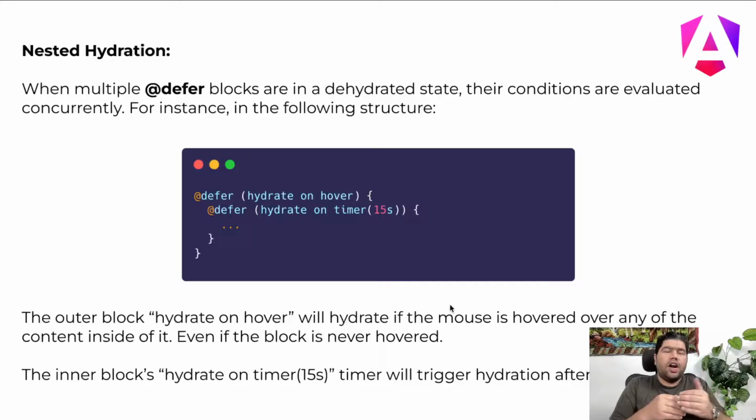Now we have another part called nested hydration. With nested hydration, assume that we have multiple defer blocks in dehydrated states, so their conditionals are evaluated concurrently. I have an example. The first defer block hydrates on hover. That means we have a component with a listing of cards. When we hover on that section, that section will hydrate. Then inside that we have a defer block with hydrate, which runs after 15 seconds. So when you are hydrating the main section on hover, the inner blocks hydrate after 15 seconds. A timer will trigger the hydration after 15 seconds. This is how you can use nested hydration.